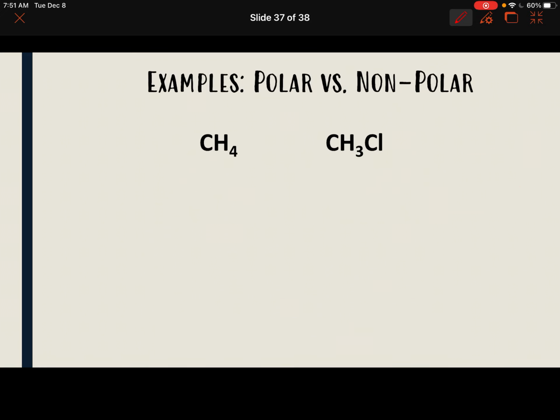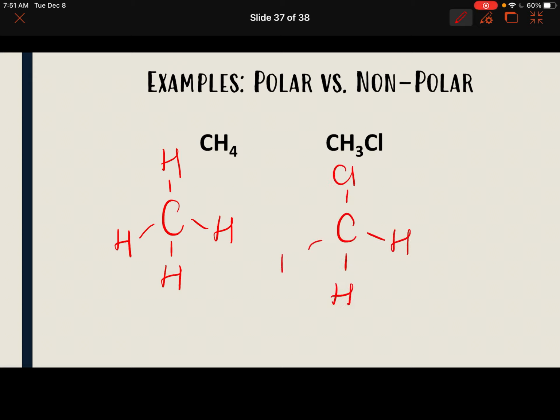This next example is CH4 and CH3Cl. So we have CH4, and then we have CH3Cl. Okay, so 3 hydrogens, 1 chlorine. Now CH4 is going to be nonpolar because, again, all the same elements surround carbon, whereas CH3Cl is going to be polar because chlorine is much more electronegative than hydrogen, so chlorine is going to be pulling those electrons unequally.